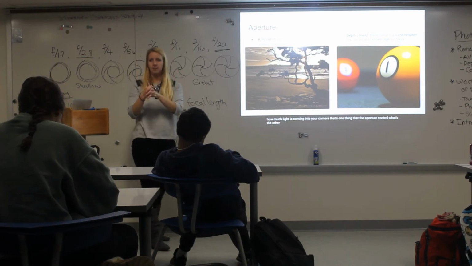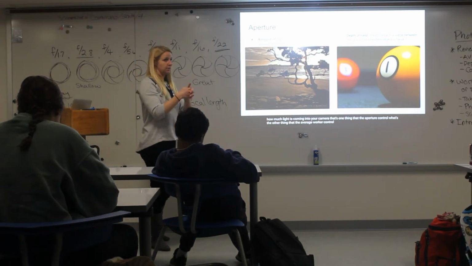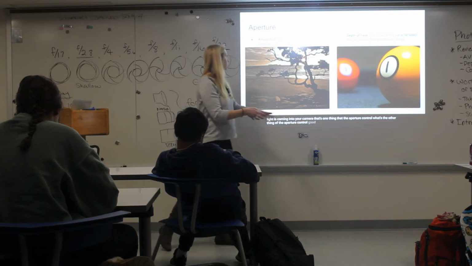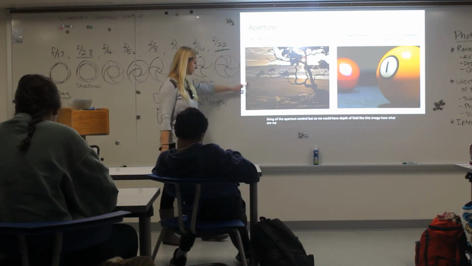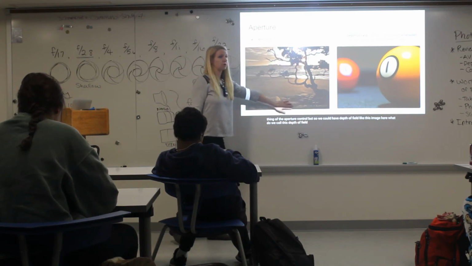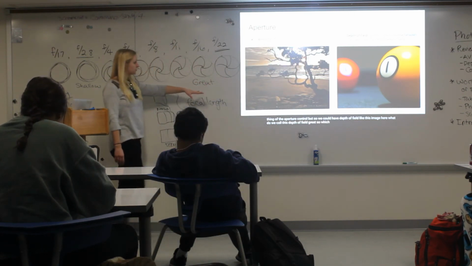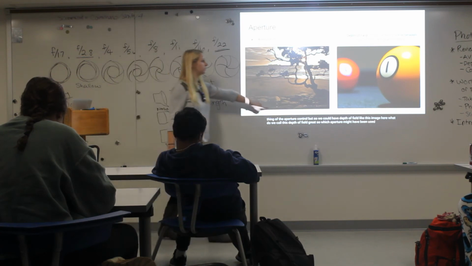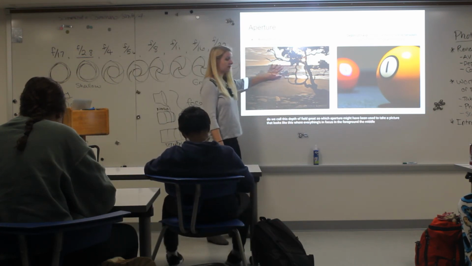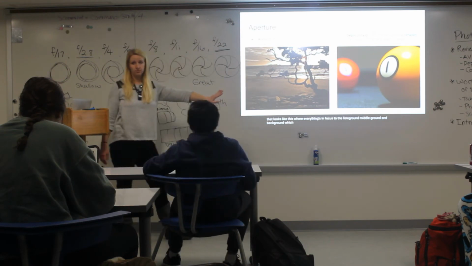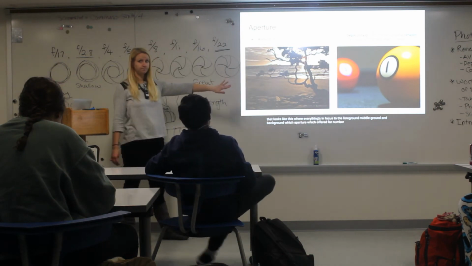What's the other thing that the aperture controls? Depth of field. Depth of field, very good. So we could have depth of field like this image here. What do we call this depth of field? Great. So which aperture might have been used to take a picture that looks like this, where everything's in focus, in the foreground, in the middle ground, in the background? Which aperture? Which aperture number?